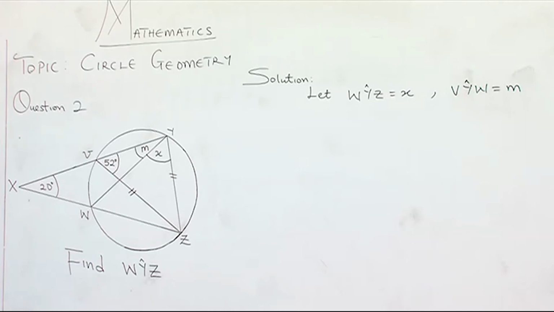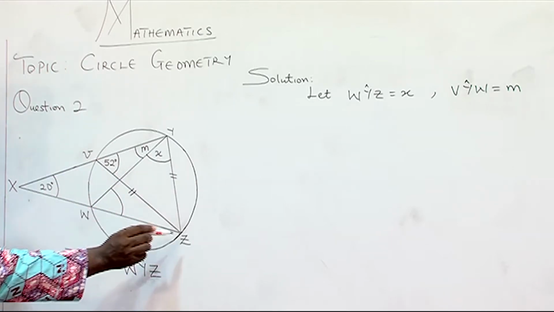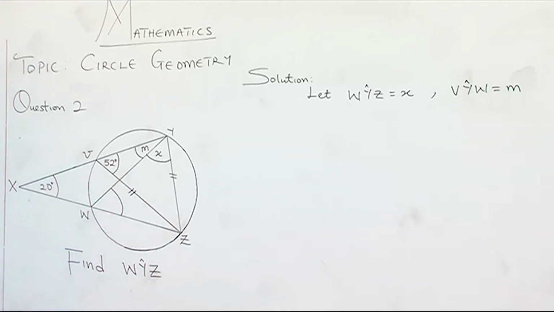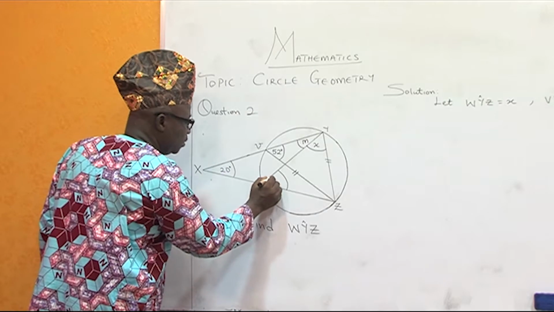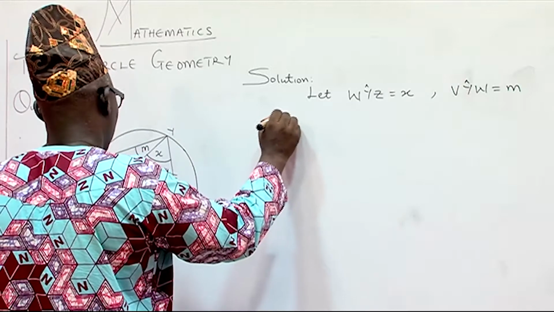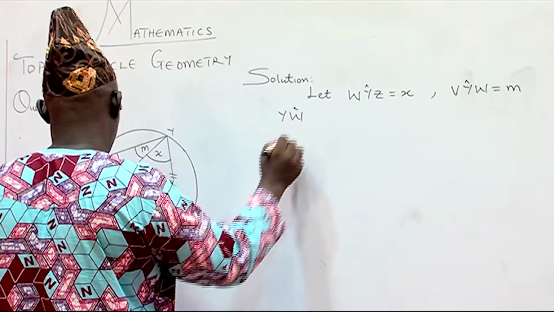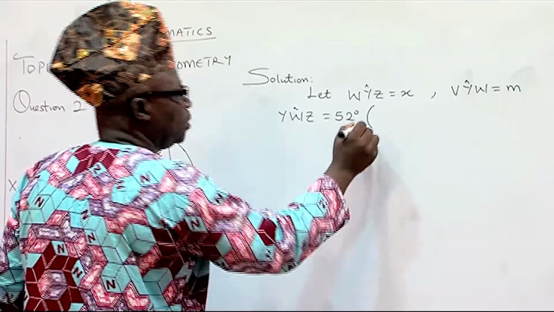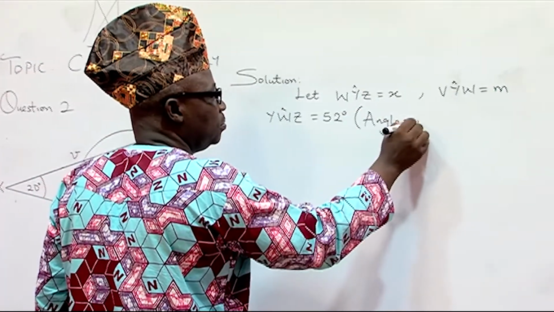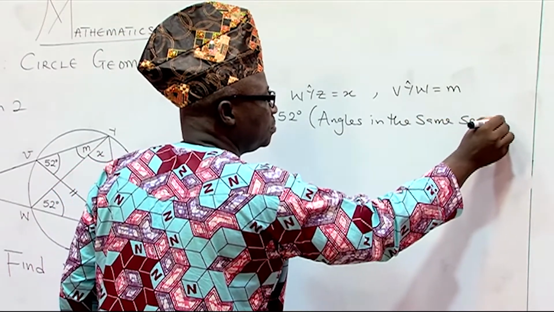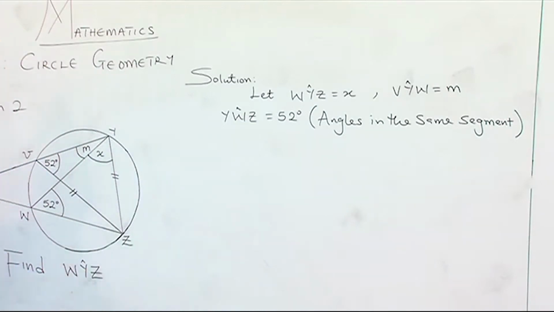How do we find X? Look at this particular angle, which is angle YWZ. Angle YWZ is the same as this angle because both of them are in the same segment. So this angle is 52 degrees. So I'm going to write, is 52 degrees. Angles in the same segment.